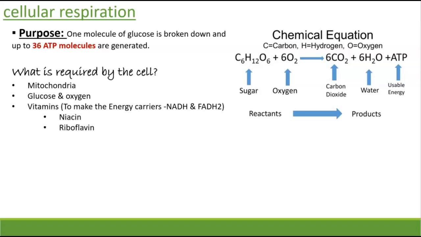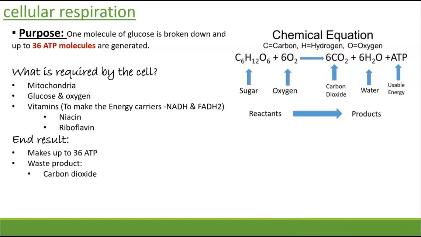What's required by the cell for cell respiration to happen? First of all, in humans, you need a mitochondria in your cells, which we have. You need to have a supply of the molecules glucose and oxygen. And you need vitamins. Why do we need the vitamins? Niacin and riboflavin. We need these to make energy carriers, NADH and FADH2, which are very important to carry energy through the pathway of cell respiration.